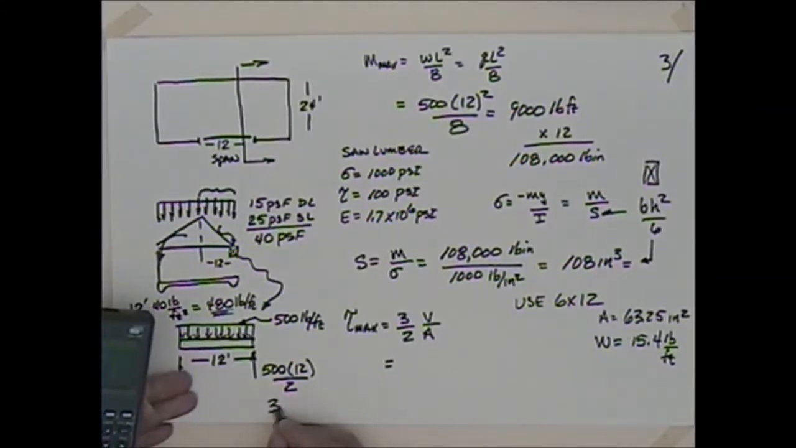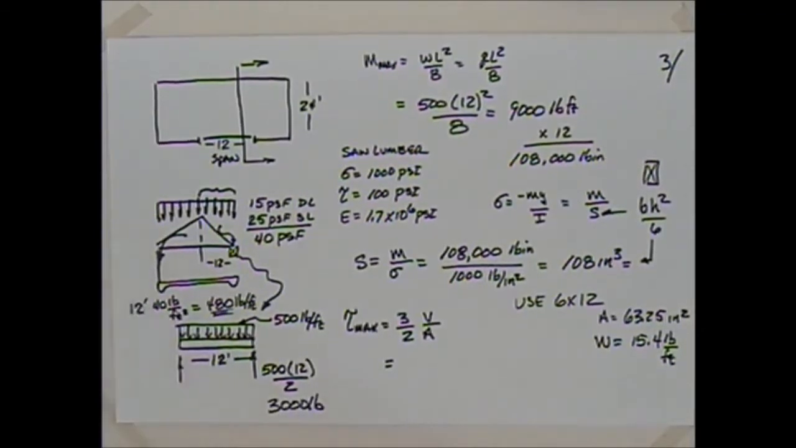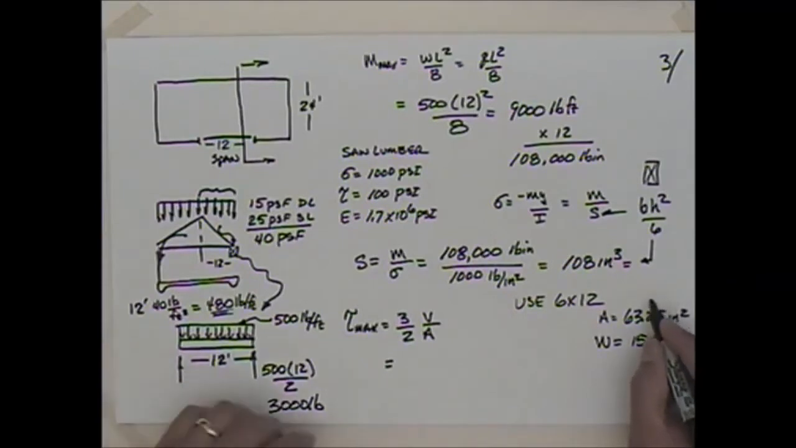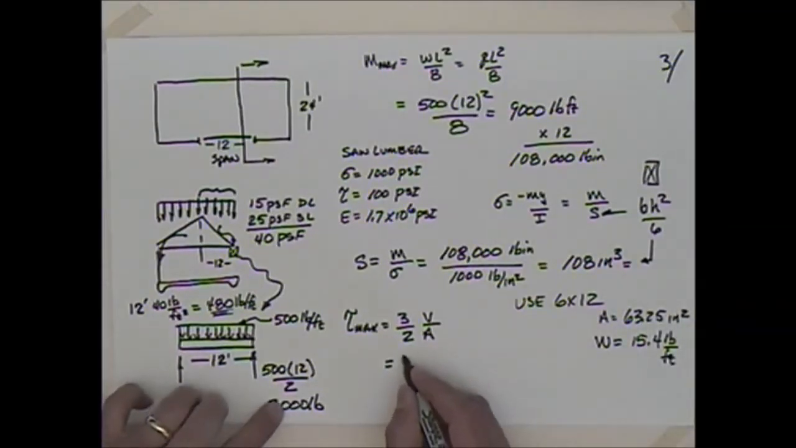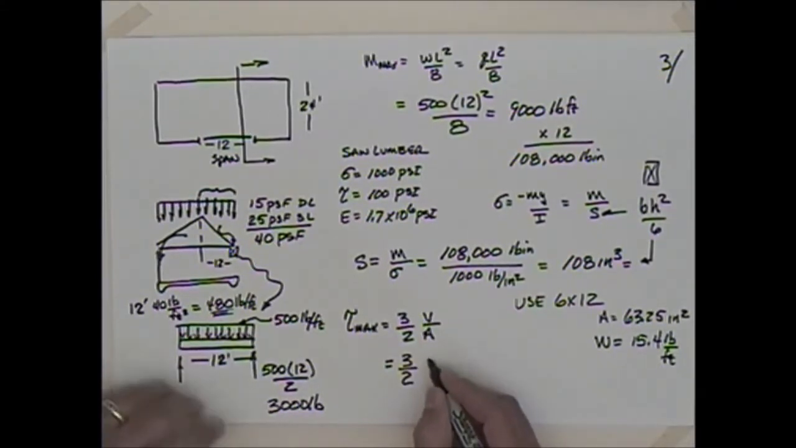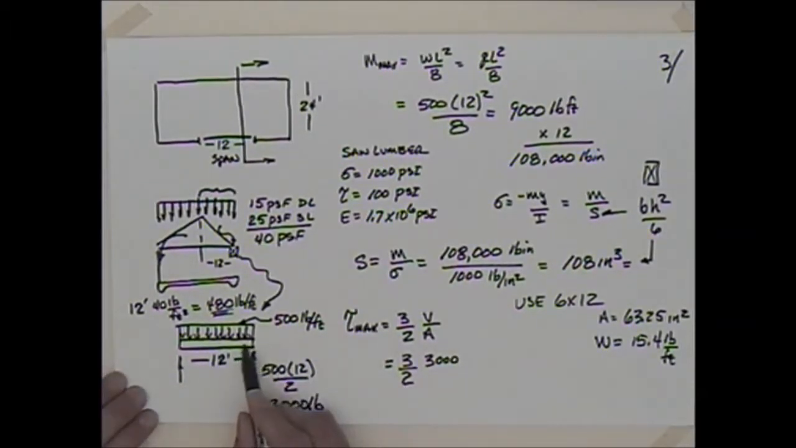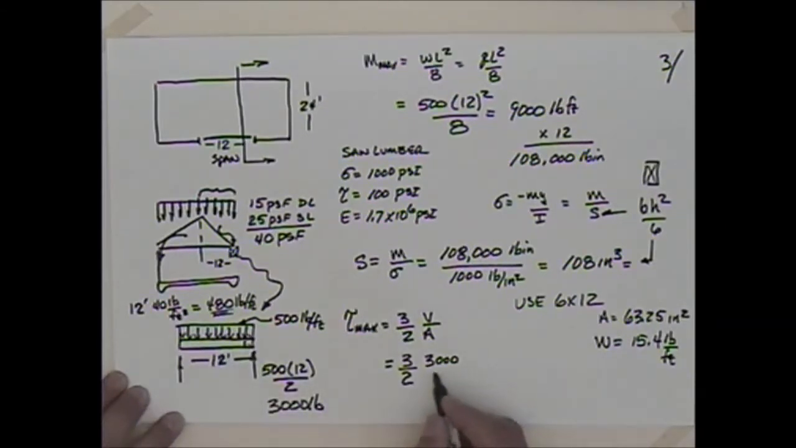So we've got 3,000 pounds. So that's V, and then I've got the A, that's the cross-section there, comes from the actual dimensions of the beam. So we'll do 3/2 times the shear, which is 3,000 pounds. And actually in wood design, we only have to look at the shear to the depth of the beam, so I get to discount a little bit of that. But for our purpose, we'll just take the 3,000 and then divide that, and that would be pounds.